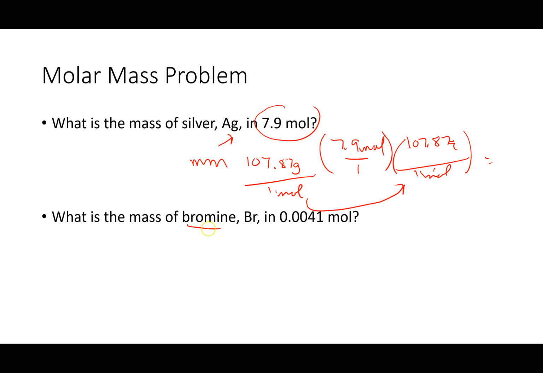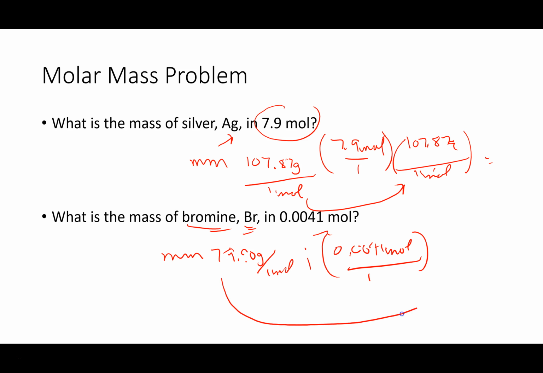Now this one, it's a different element, so I need to look up the molar mass of bromine. And bromine is a halogen, 7A. And its decimal number is 79.90 grams per 1 mole, just for bromine. So in this case, this is going to be my first term, 0.0041 moles over 1, and this is just for bromine. So can you see where this time I want to use this information, but I want moles to cancel, so I'm going to flip it. So I'm going to put 1 mole over 79.90 grams. That's just for bromine.